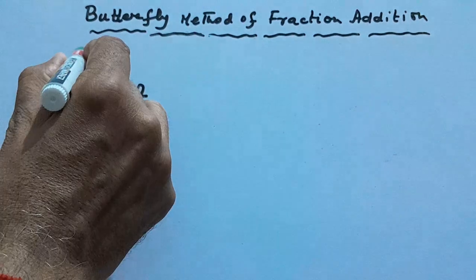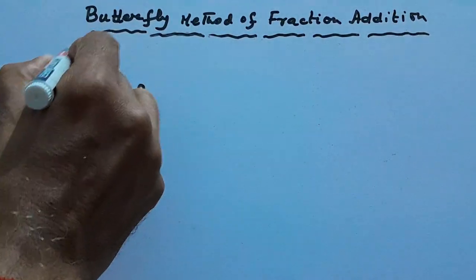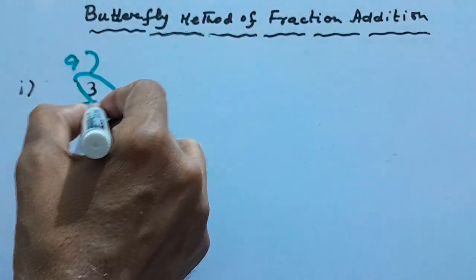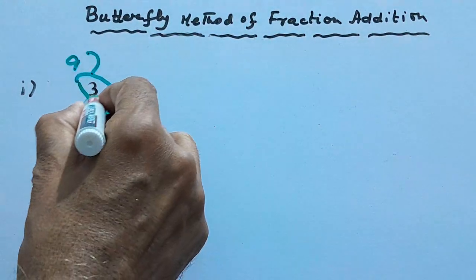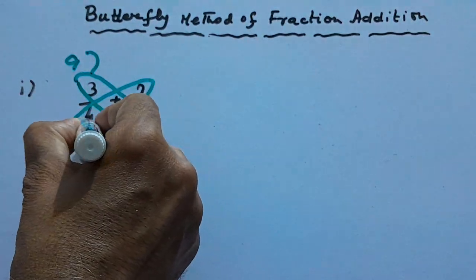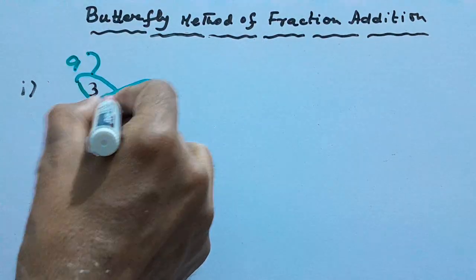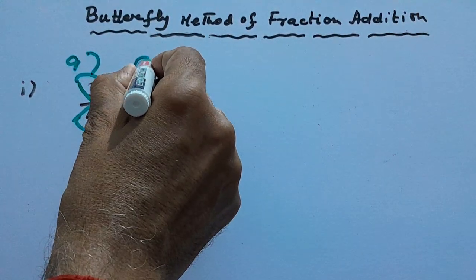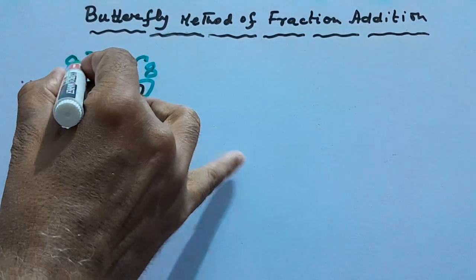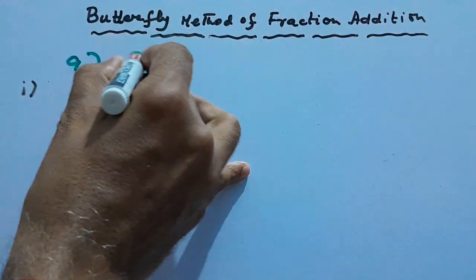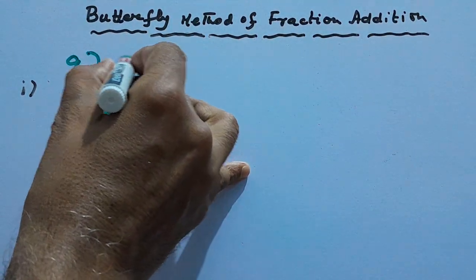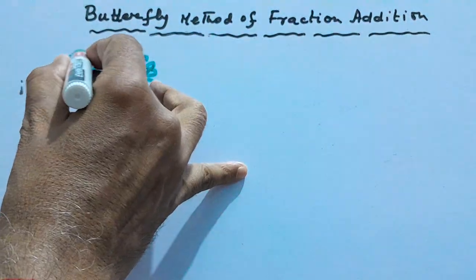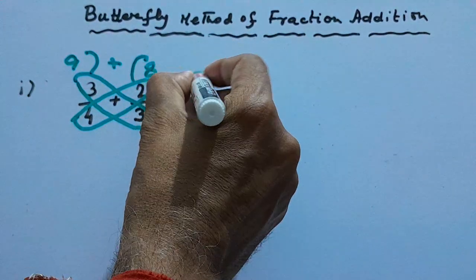So 3 times 3 is 9. Then again we'll cross multiply these two numbers. So 4 times 2 is 8. Now we will add 9 and 8 together. So 9 plus 8 is 17.